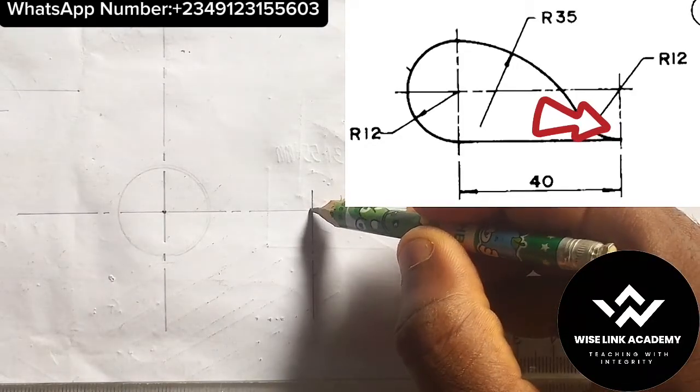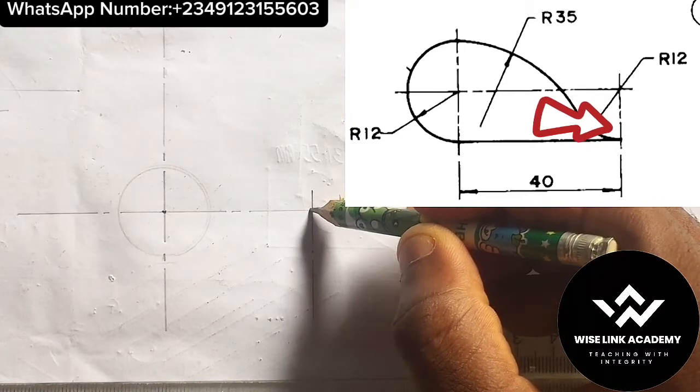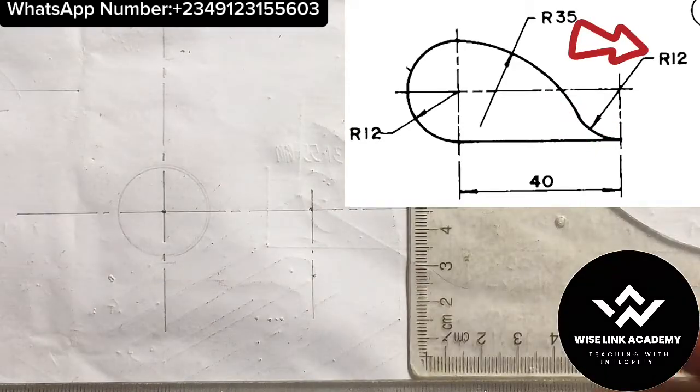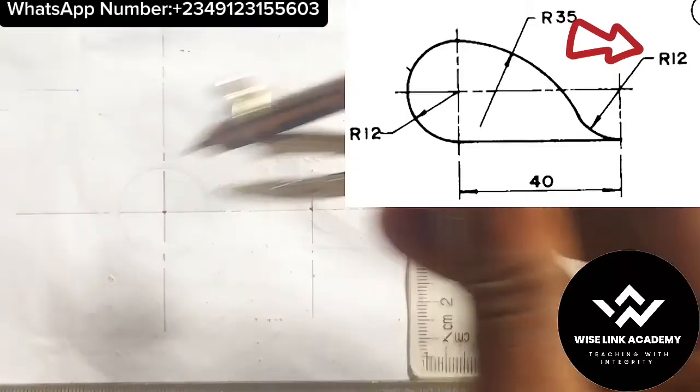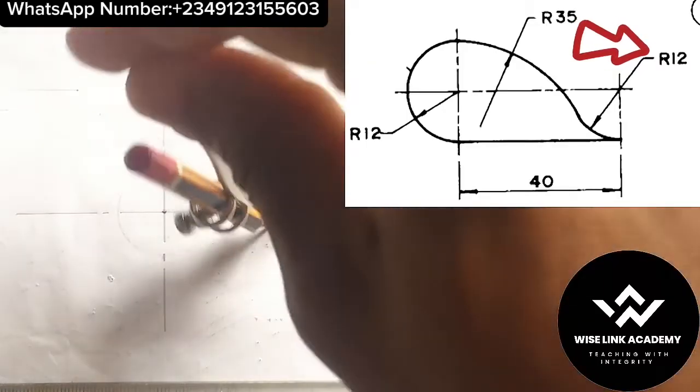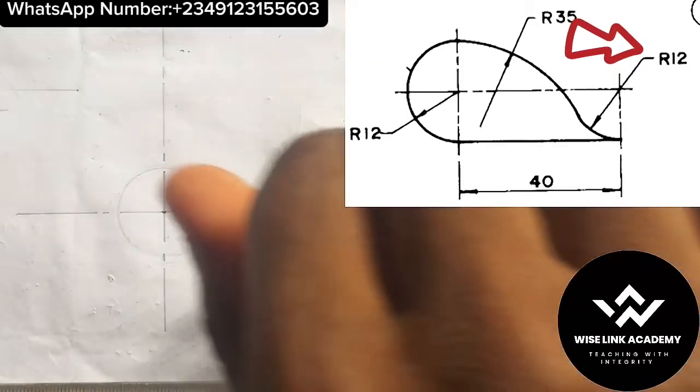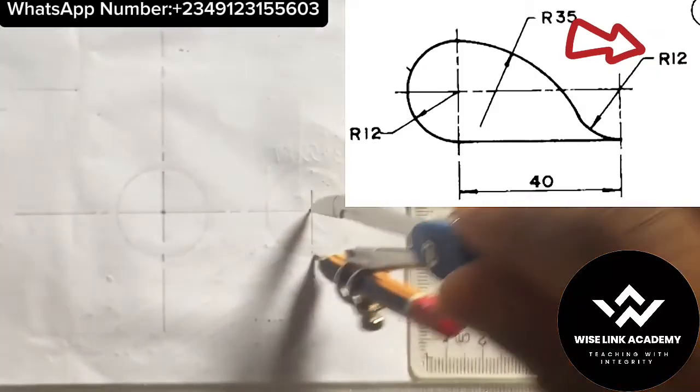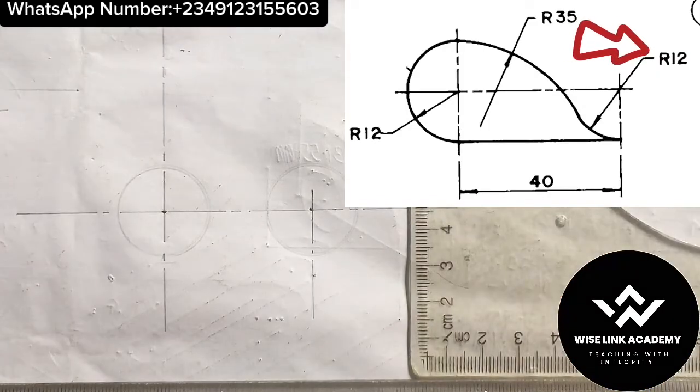I'll come to this point here too, this center point here. I'll draw a radius of 12, which is the same thing as this R12. So come here to measure R12 with a faint circle, please. A faint one, as you can see. Alright, I haven't gotten that.